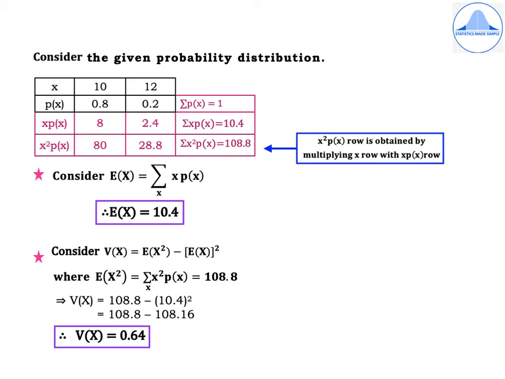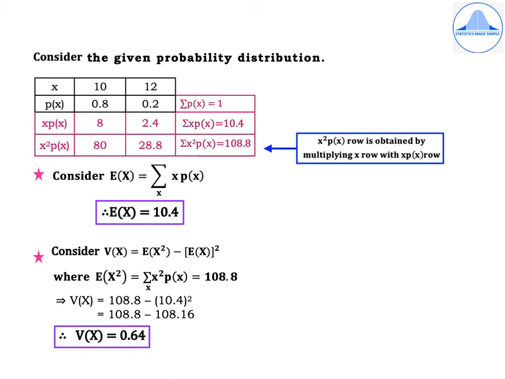And suppose in the problem they have also asked the variance, then we will require the fourth row, which is x square p of x. All the calculations which have to be done, I have highlighted in pink color. So the first step is to consider the given probability distribution. Write down the table which was given. The x values are 10 and 12 and p of x is 0.8 and 0.2.